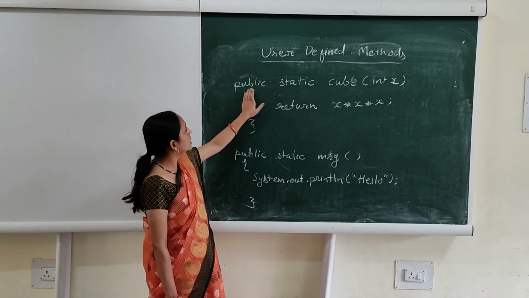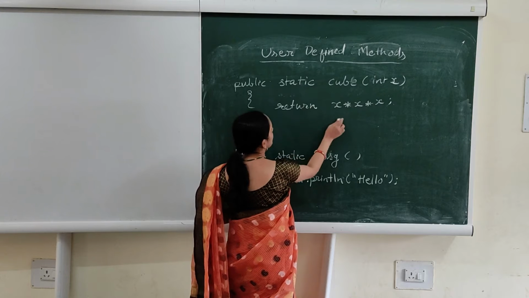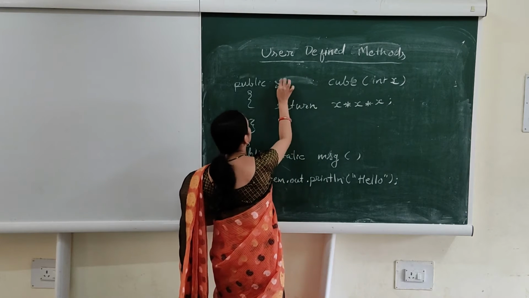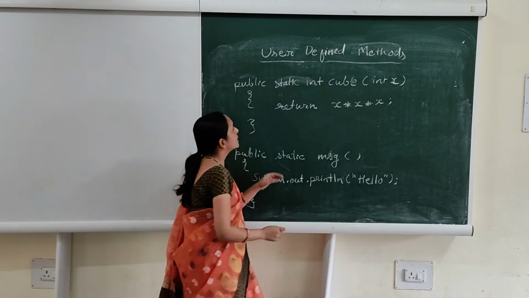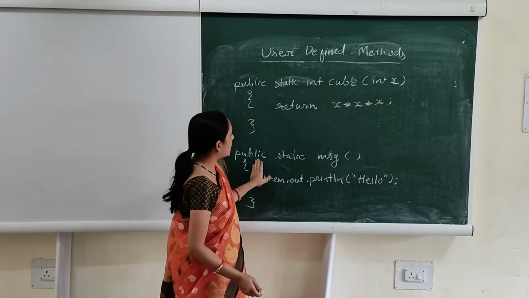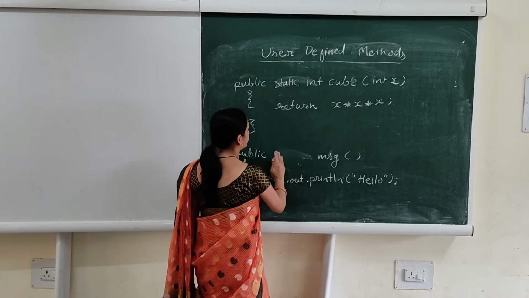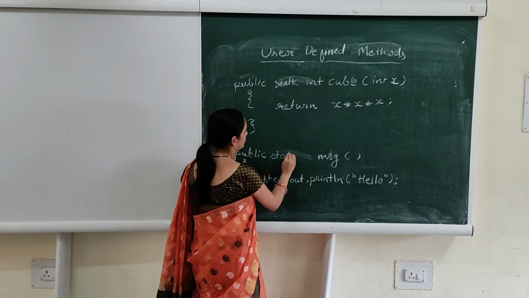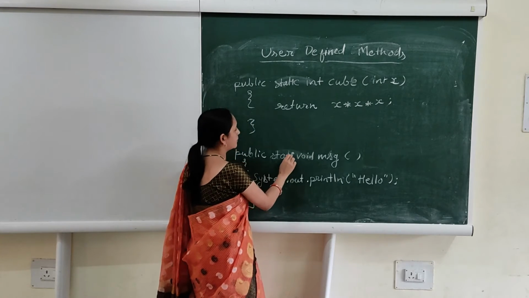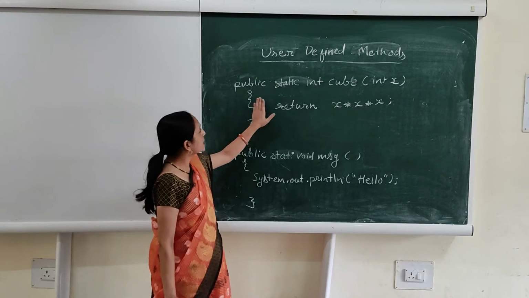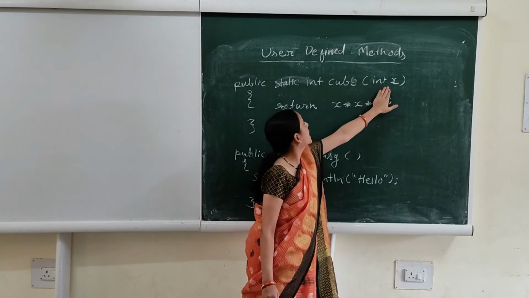In the first example it is written public static, and suppose this function is returning a value. Which type of value is it returning? So we will mention here static and int. Here it is returning an integer type of value, and this other one is not returning any value, so we will write void here. Void stands for none.